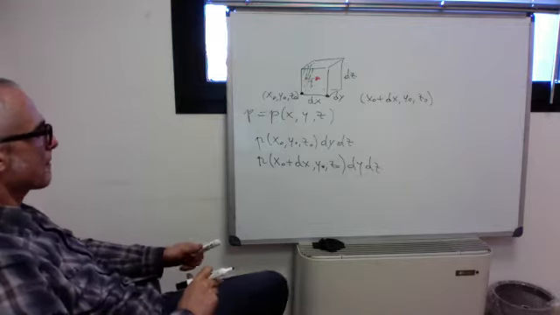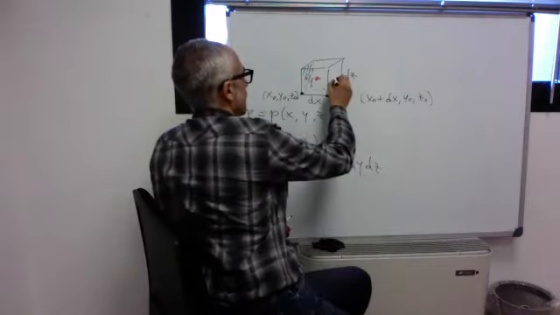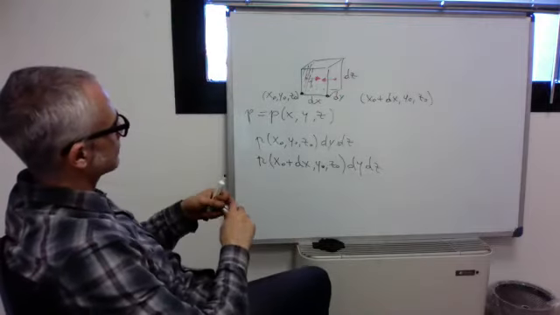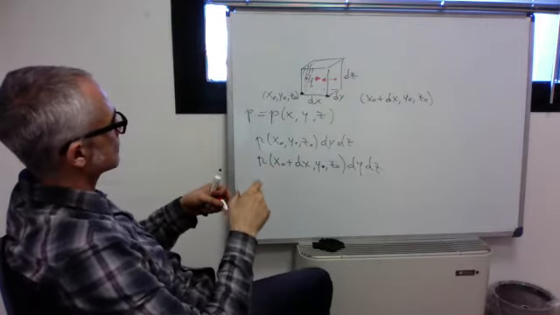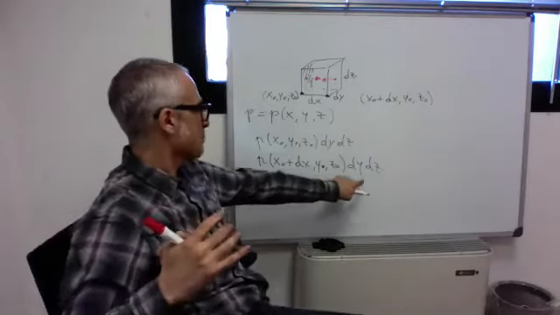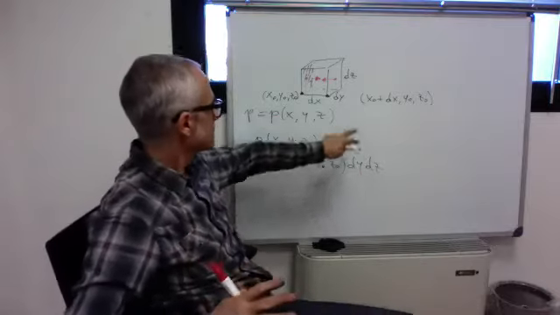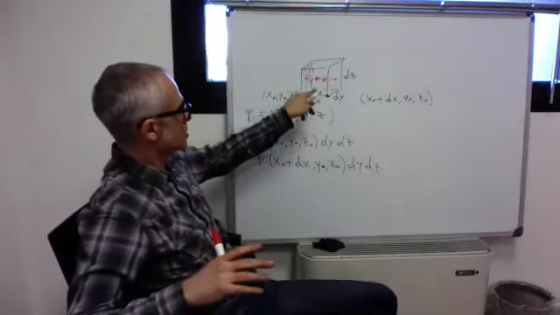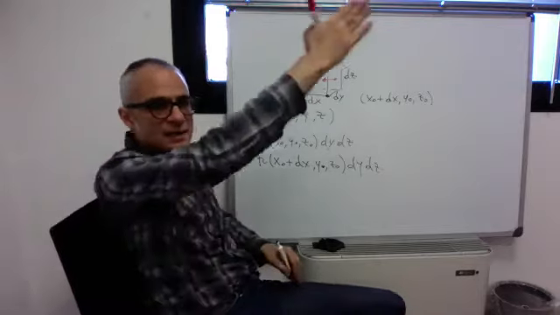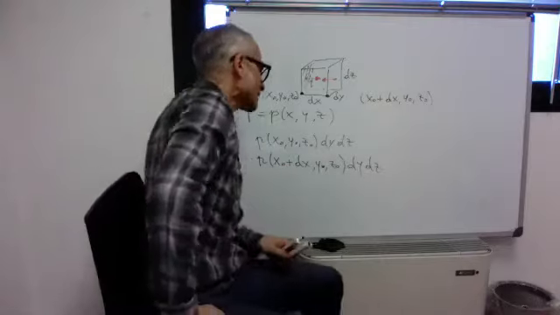Okay, so the total force acting on this parcel of matter. Here I multiply by dy and dz, and from the pressure I get the force. So the total force, and not pressure, acting on this cell along the x-axis is the difference of these two terms. Why the difference?